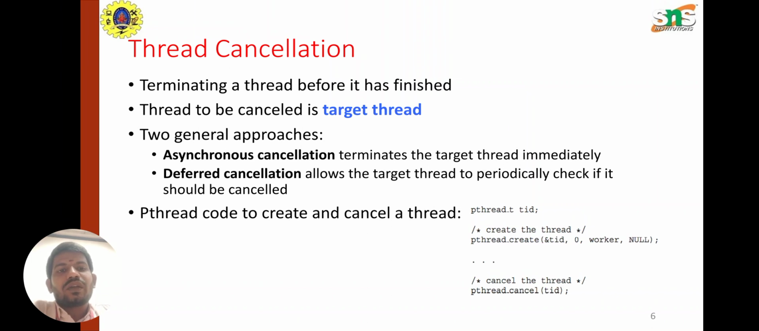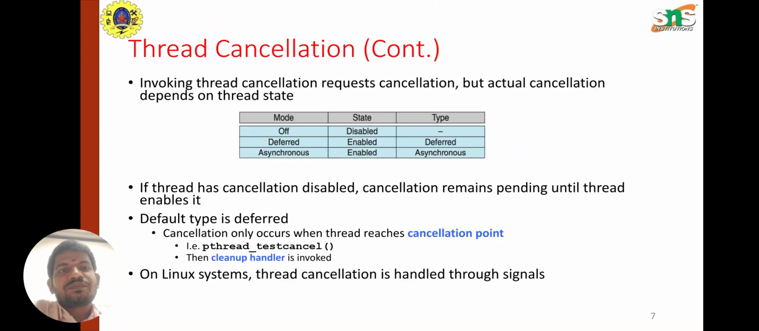Pthread code to create and cancel a thread. We have pthread_t tid, and we create a thread with pthread_create(&tid, 0, worker, NULL). We cancel the thread with pthread_cancel(tid). Here tid is the thread ID, which is useful to identify the different threads being cancelled. Invoking thread cancellation only requests cancellation, but actual cancellation depends on the thread state.